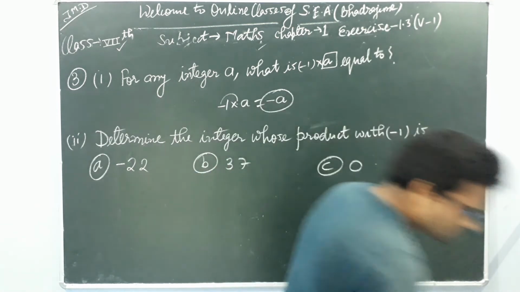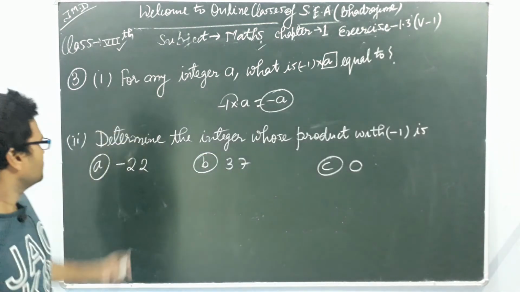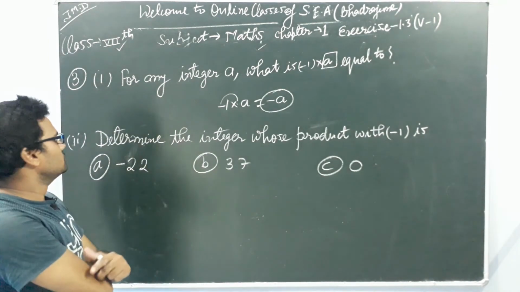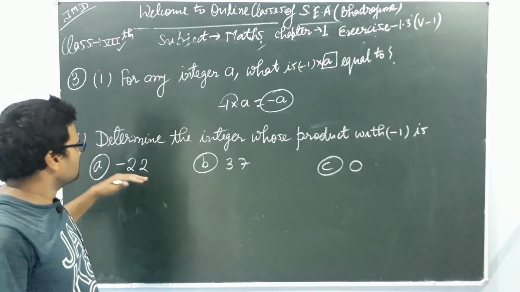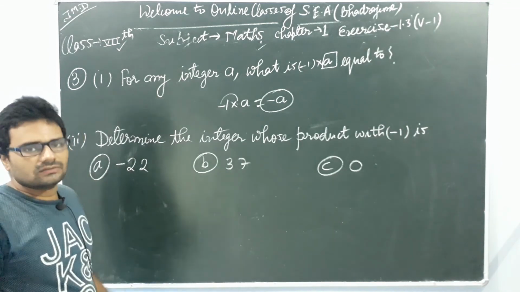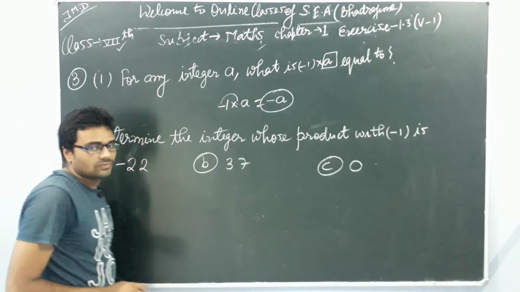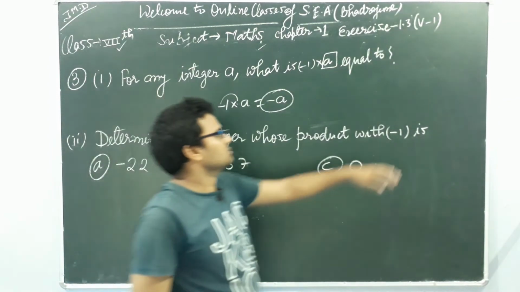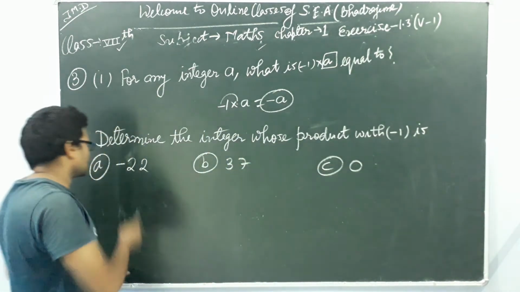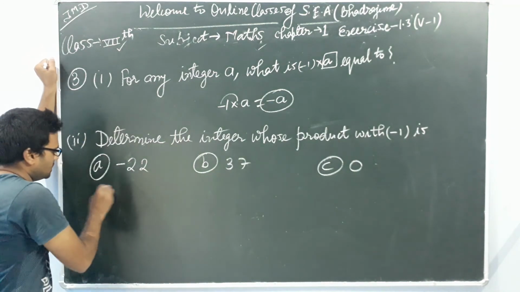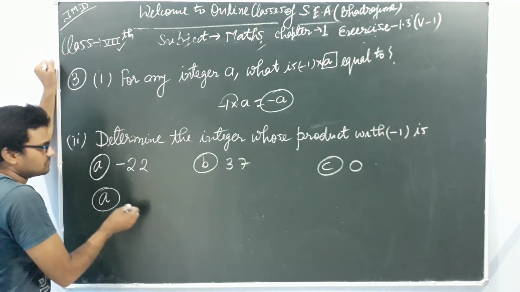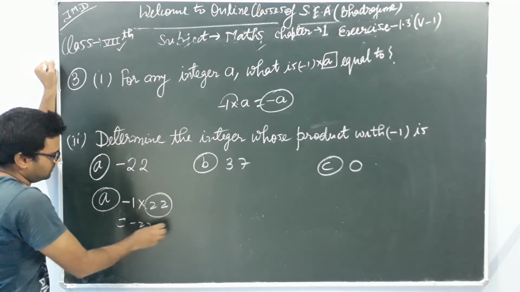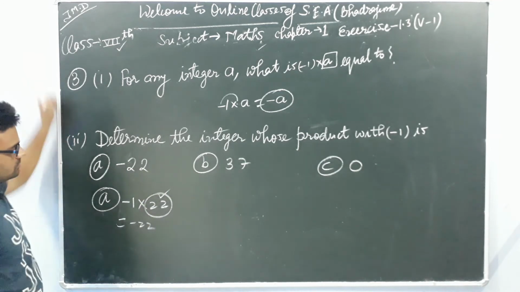Now here this is our minus 22. Listen, if we have to get the product as minus 22 by minus 1, then we have to multiply a positive number with minus 1, then only we will get a product as negative. Hence in our part A, when minus 1 is multiplied with positive 22, then only we will get minus 22. Hence our answer is positive 22.